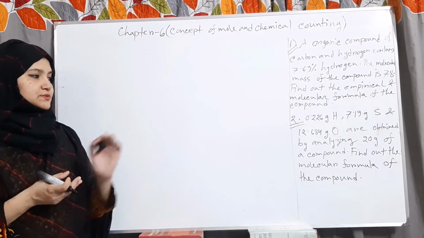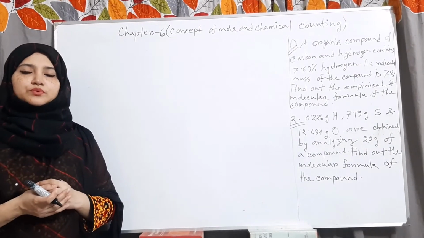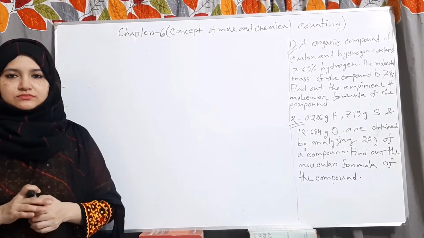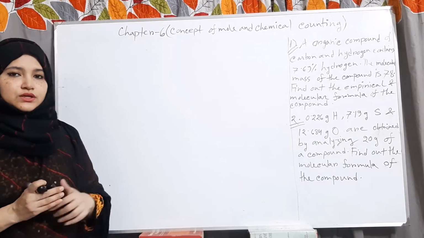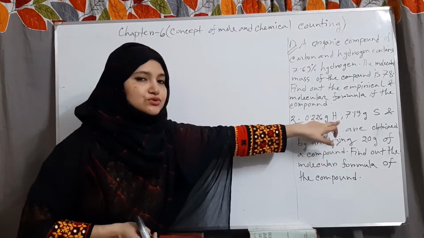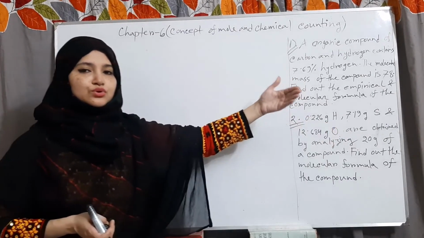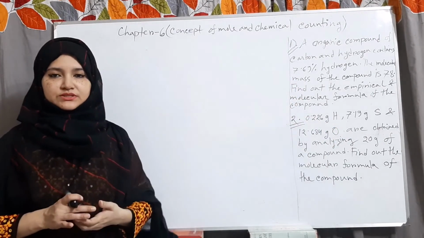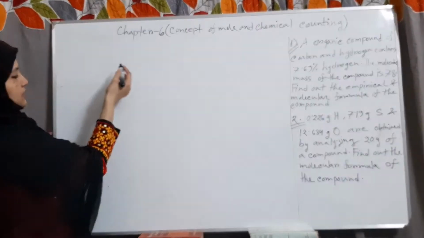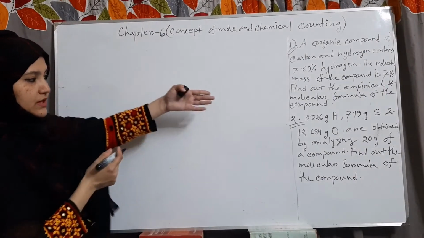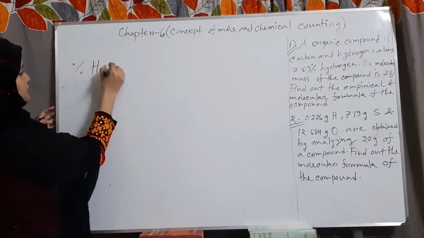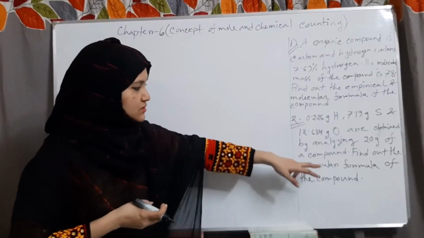So for that problem, our first step will be to convert the gram into percentage. To convert this gram amount of each element into percentage of each element, it's a very easy mathematical problem. If the sample is 20 gram, what will be the percentage of hydrogen?